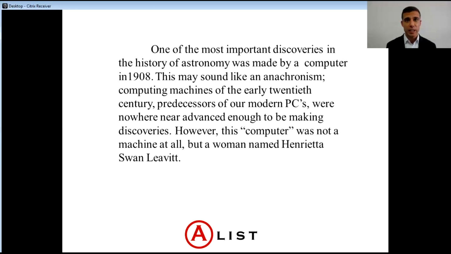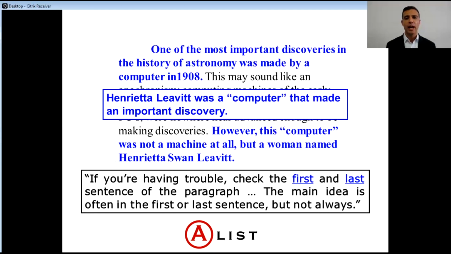If we consult the first sentence and the last sentence, and we've skimmed through everything in the middle, we can find out that Henrietta Leavitt was some kind of computer who made an important discovery. First sentence and the last sentence really clue us in. Why is it important to highlight here? Well, it's very easy to be thrown off by a word like anachronism. It's very easy to get lost when we don't know what we're reading exactly. But in coming up with main ideas, it isn't essential to understand everything perfectly. It's essential to walk away with just the main idea. Here we have an important discovery, which is made by a computer, and that computer is named Henrietta Swan Leavitt.